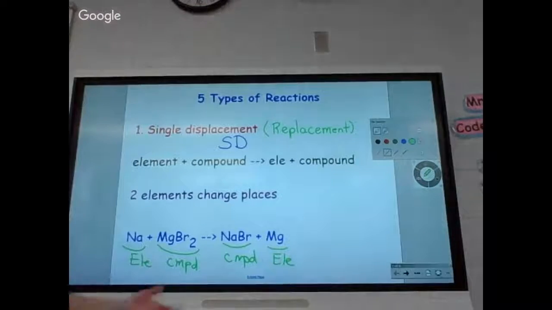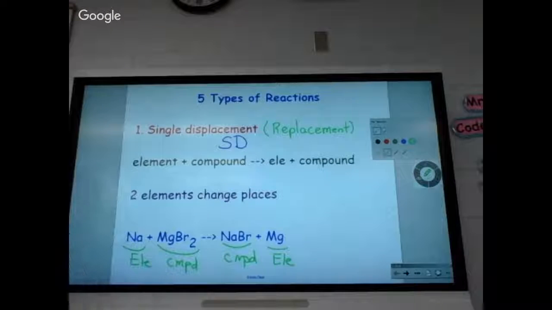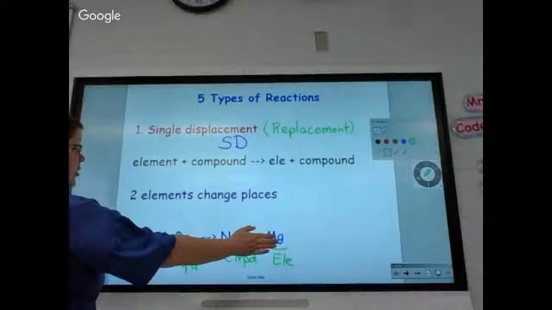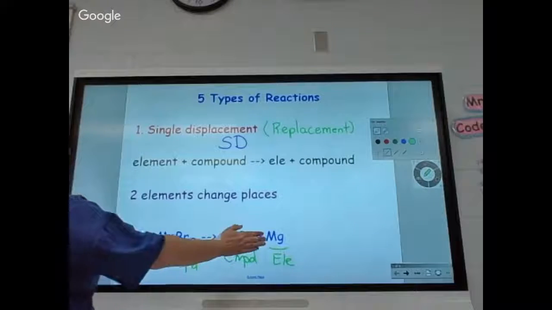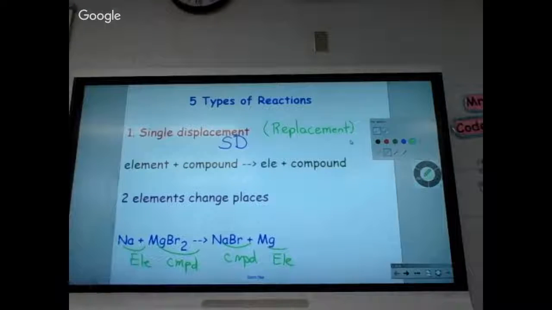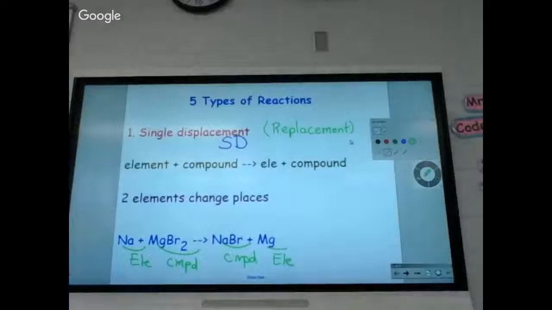Now, any stabs in the dark as to which two elements change places? Give it a shot. Those of you who said Na and Mg are correct. Now, next week, I'm not going to give you this half. You're only going to have this side, and you're going to have to give me this half. That's where we're going next week. I'm giving you the left side. You're going to predict the right-hand side.